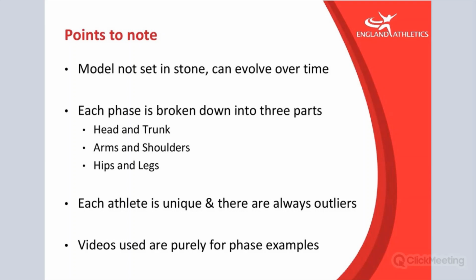Each phase is broken down into three parts: head and trunk, arms and shoulders, hips and legs. We need to remember that each athlete is unique, and there's always outliers, and there's a difference between a technical point and a style. We don't mind different styles, but we need to look at the basic framework to be correct to become a competent thrower. And just a point on the videos, these are used purely for the phase examples. At the end, I'll go through using the template around a video of an athlete that I actually coach at the moment.